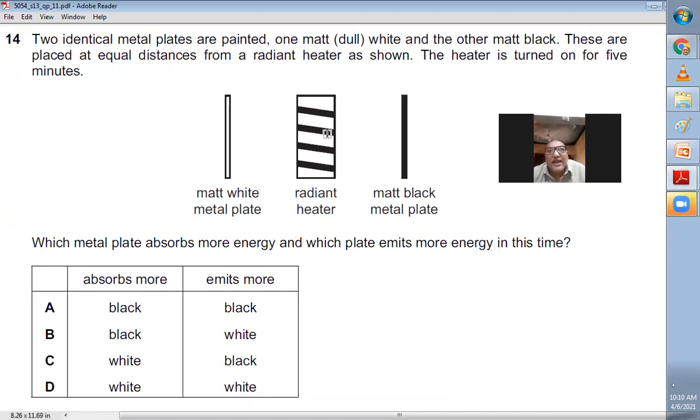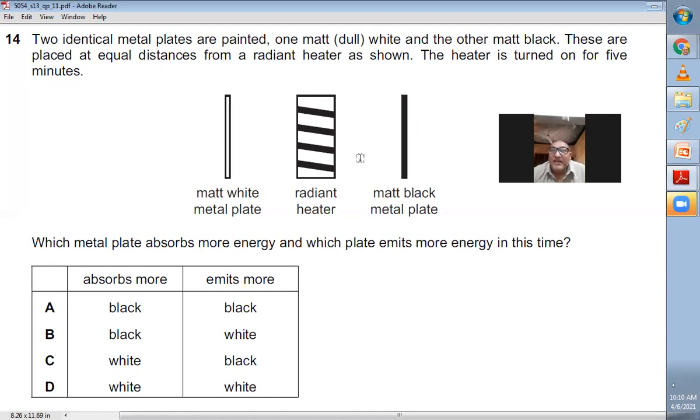You see here we have a heater, and it's a radiant heater giving out infrared radiation. Here I have a white colored metal plate, here I have a black colored metal plate. The heater was switched on for 5 minutes and then it was turned off. The question to us is which one will be absorbing more infrared radiation and which one will be emitting more infrared radiation. In both these works, this matte black metal plate will be the best.